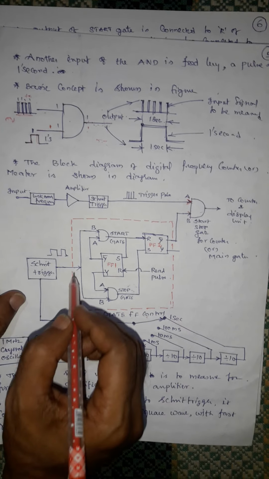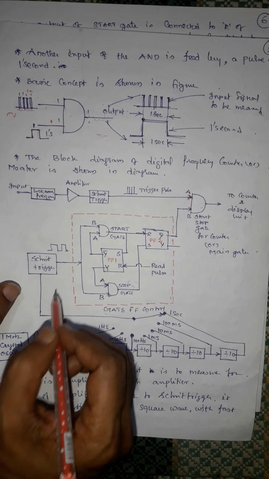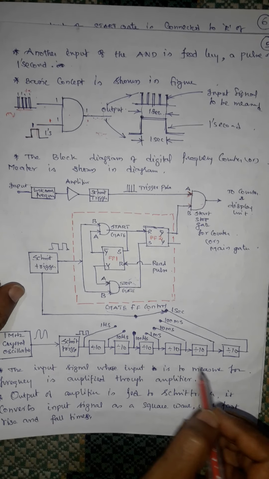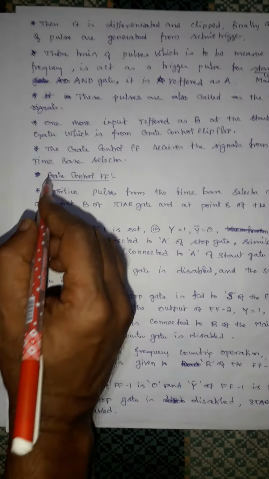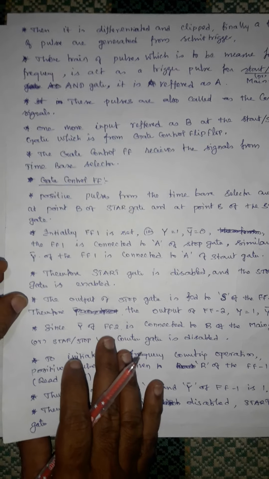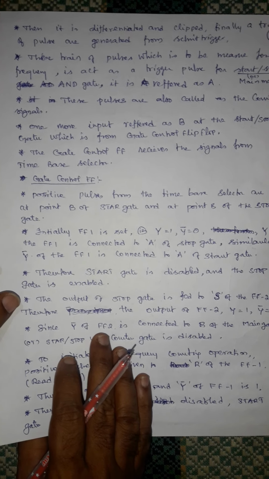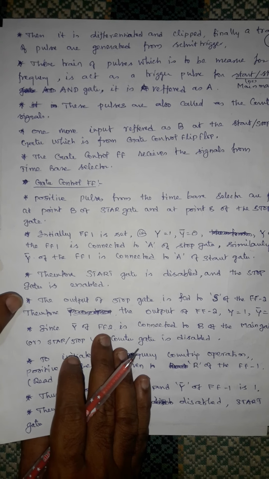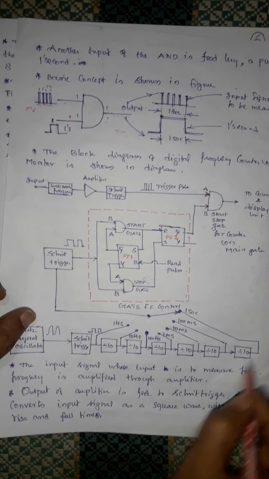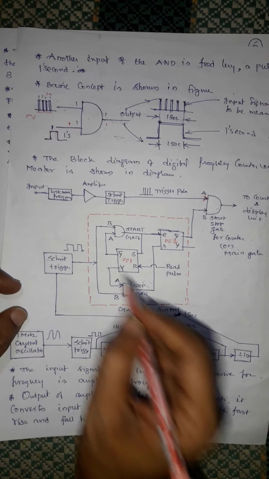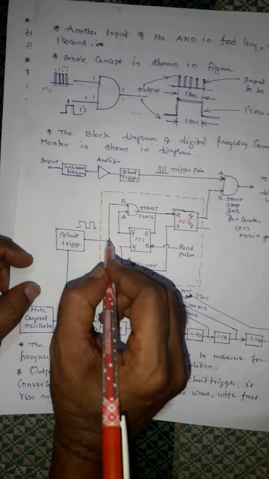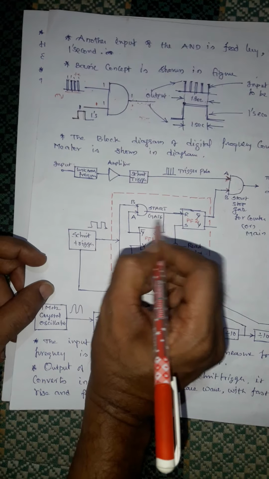The gate control flip-flop receives the signal from the time-base selector. Okay, then we can see how the gate control flip-flop is working. Positive pulses from the time-base selector are fed at the point B of the start gate and the point B of the stop gate. This is the time-base selector, and its output is given to B of the start gate and B of the stop gate.